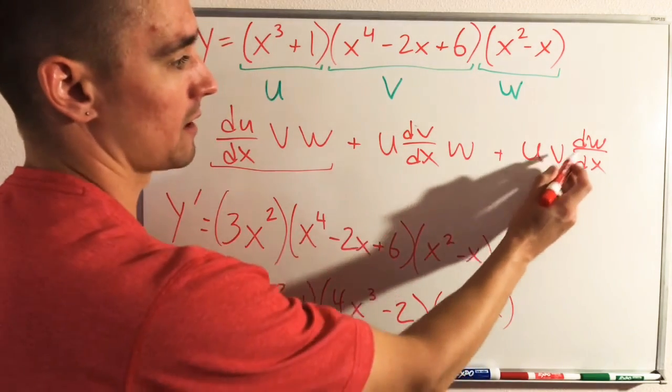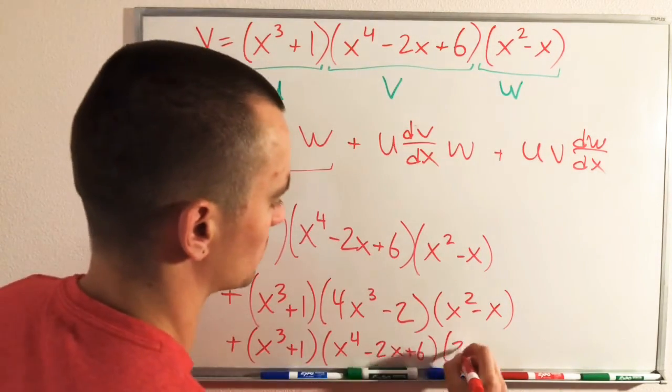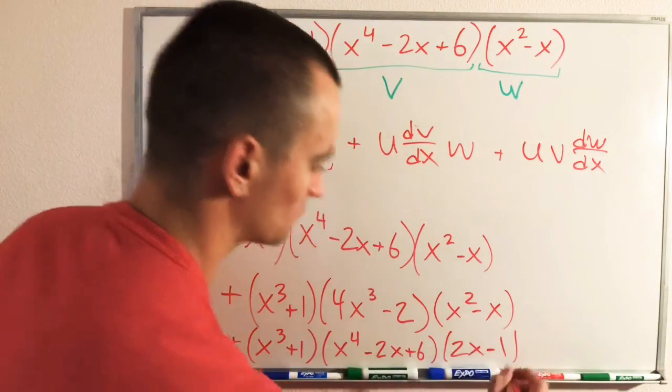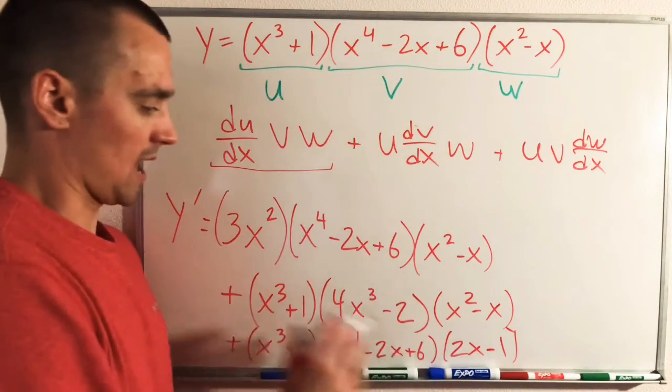And then we need to multiply that by the derivative of w with respect to x. So again, power rule just says bring the 2 down in front, lower the power by 1, and then the derivative of x is 1. So basically we have these three separate things being added together.